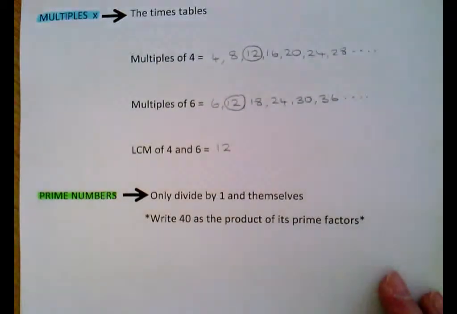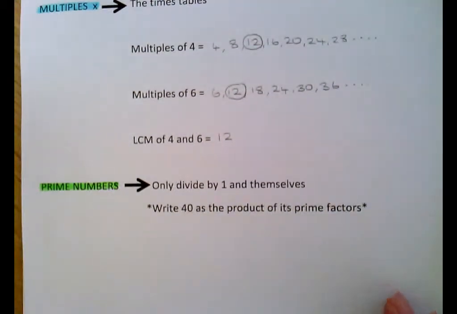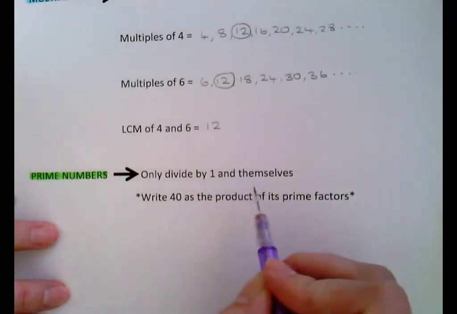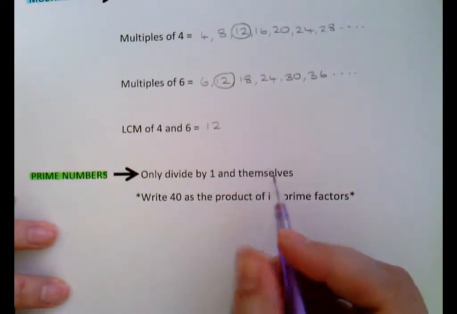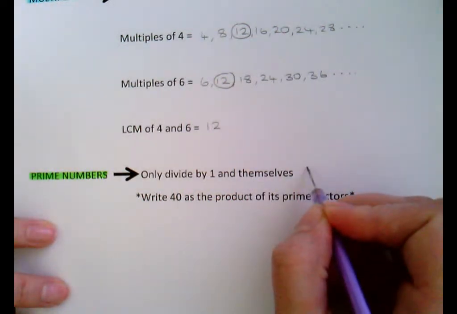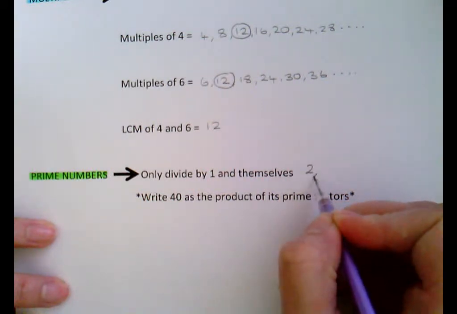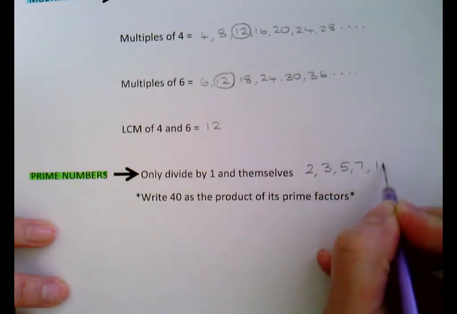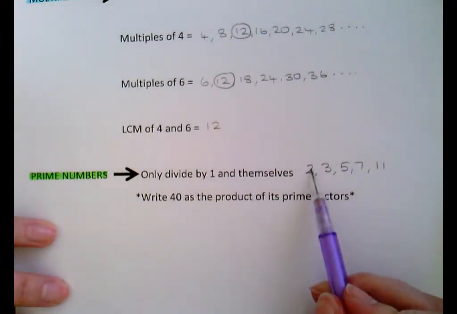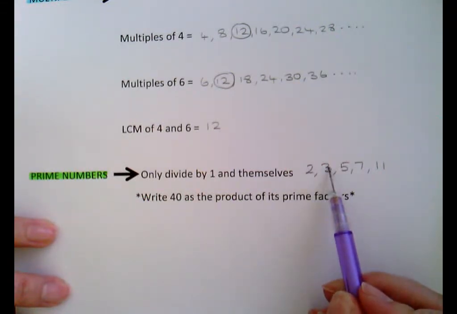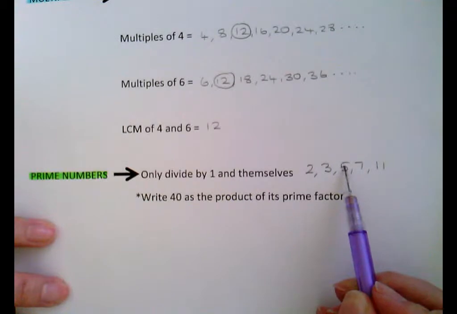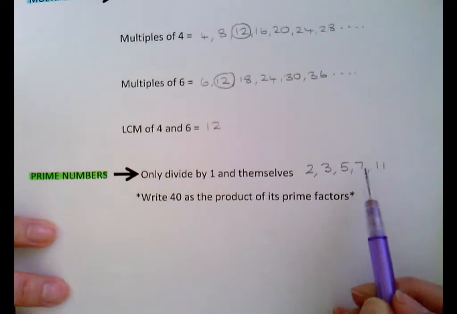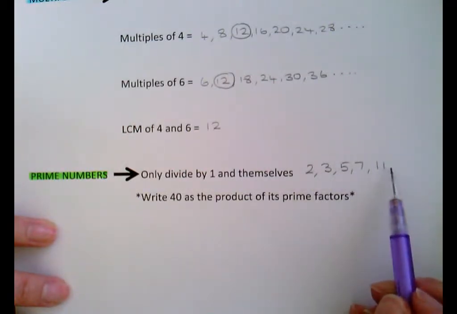Then your prime numbers. These are the awkward numbers that it seems like they don't really divide by any much, or by very much, because they only divide by 1 and themselves. So if you were starting with the first prime number, that would be 2. After that would be 3, 5, 7, 11. And that's because 2 only divides by 1 and 2. 3 only divides by 1 and 3, 5 only divides by 1 and 5, 7 only divides by 1 and 7, and 11 only divides by 1 and 11. They do go on forever after that, but those are the main ones that you would need.